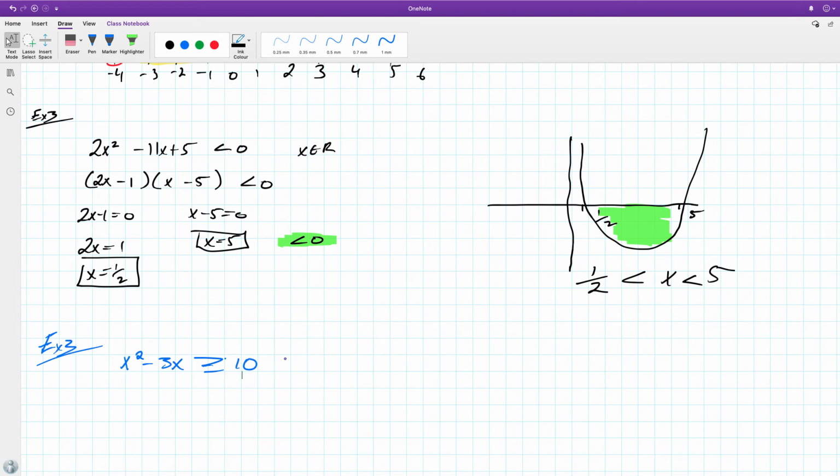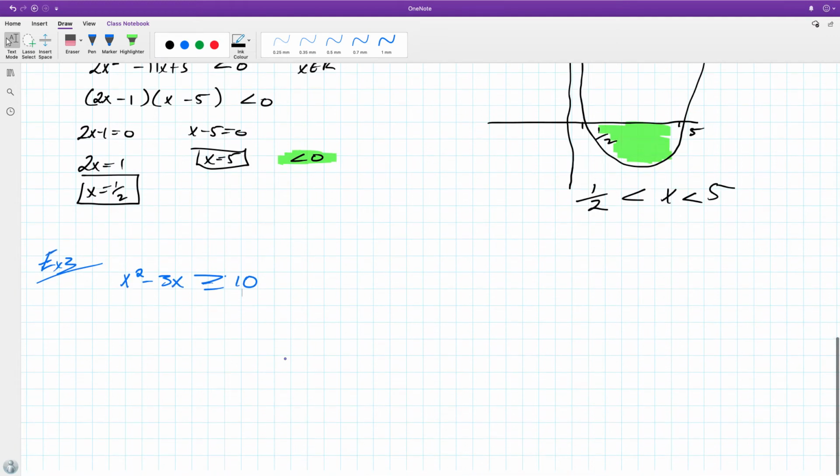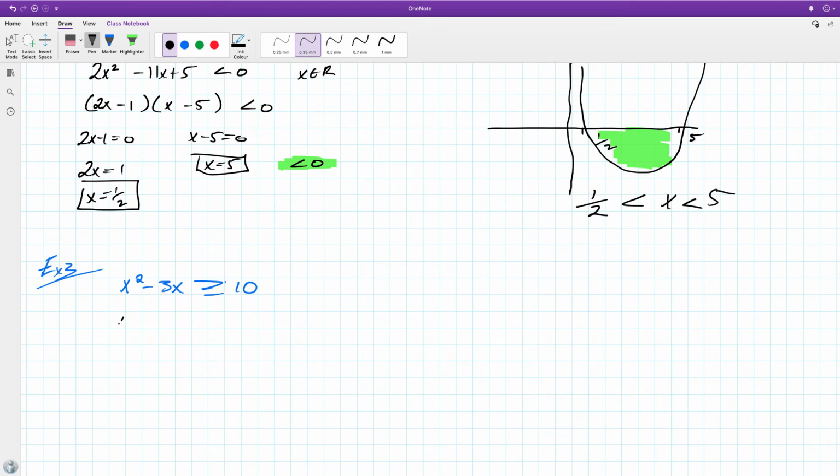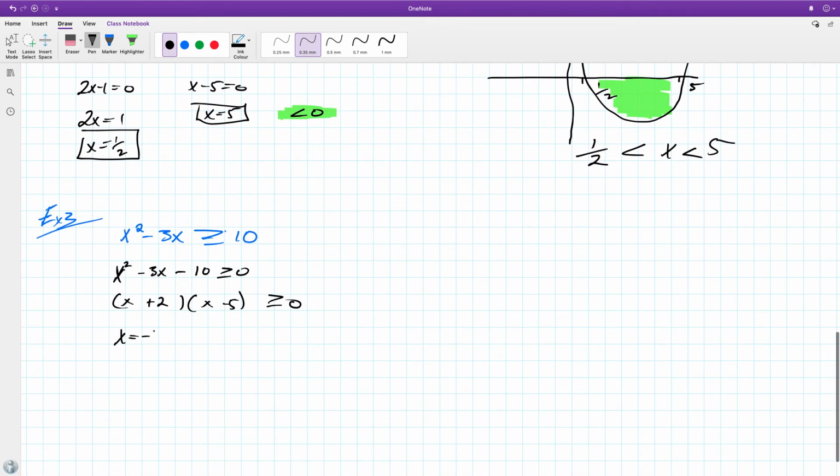So this one was slightly different. It was x squared minus 3x minus 10 is greater than or equal to 0. So, x and x, minus 5 and plus 2. x is equal to minus 2, and x is equal to plus 5. Is that alright?